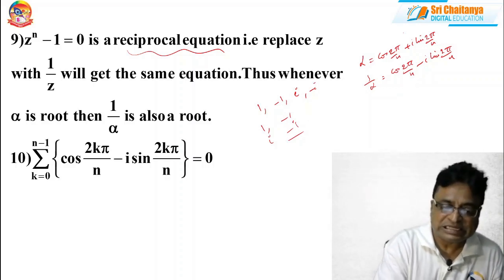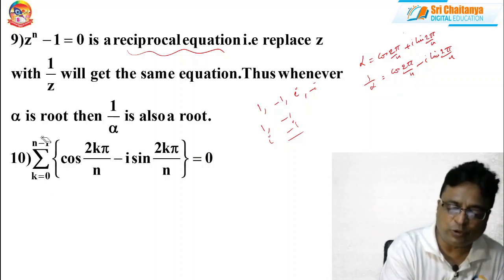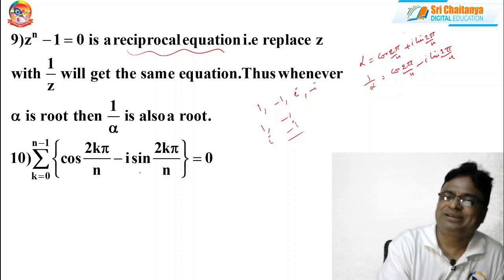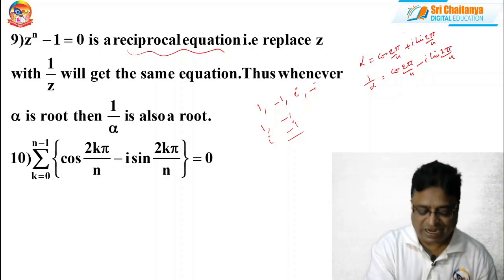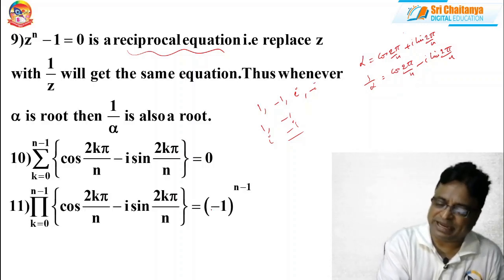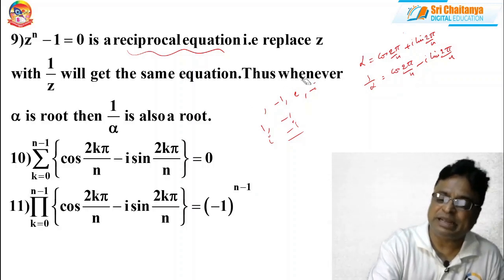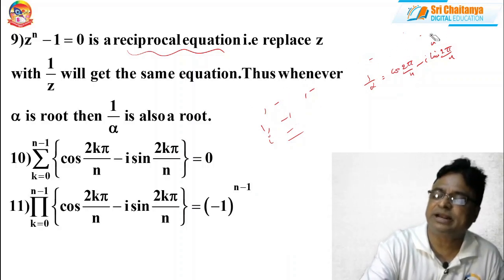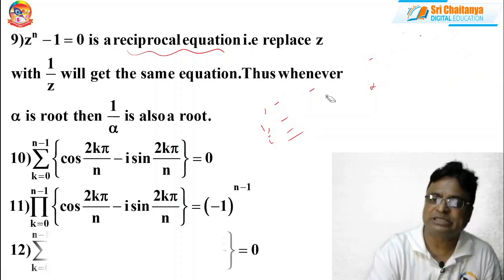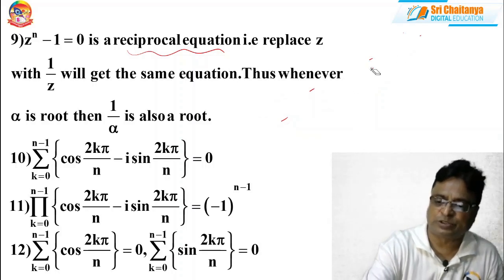Moreover, the sum of these roots, k equal to 0 to n minus 1, of cos 2k pi by n minus I sin 2k pi by n, is equal to 0. And similarly, the product is minus 1 to the power n minus 1. There is not much difference between the above properties and properties number 10 and 11, because they are reciprocals.